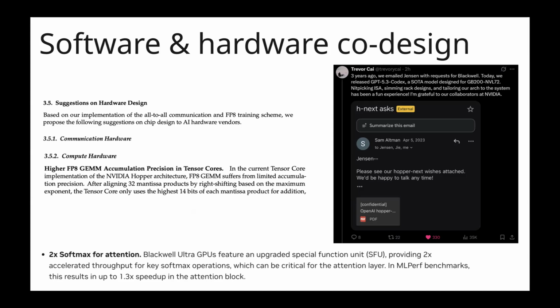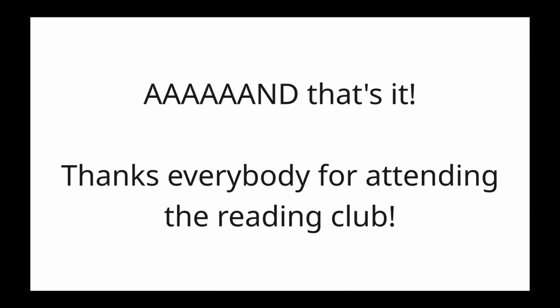NVIDIA is listening to this feedback, and for example, in Blackwell Ultra GPUs, they're increasing the number of units that will be doing the exponentiation for softmax. Simply because this will unlock one of the bottlenecks and shift the bottleneck again to the CUDA cores or memory or some other thing. So yeah, it's just a race where you are trying to resolve the current bottleneck and see what's the next bottleneck. This concludes this talk.